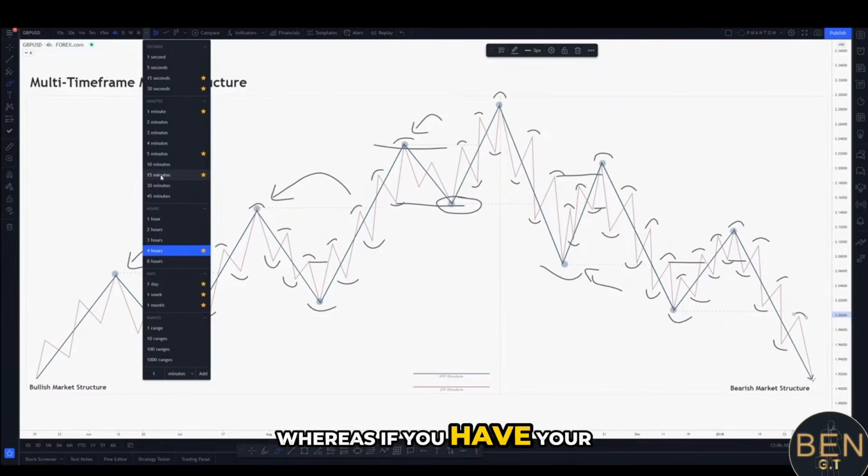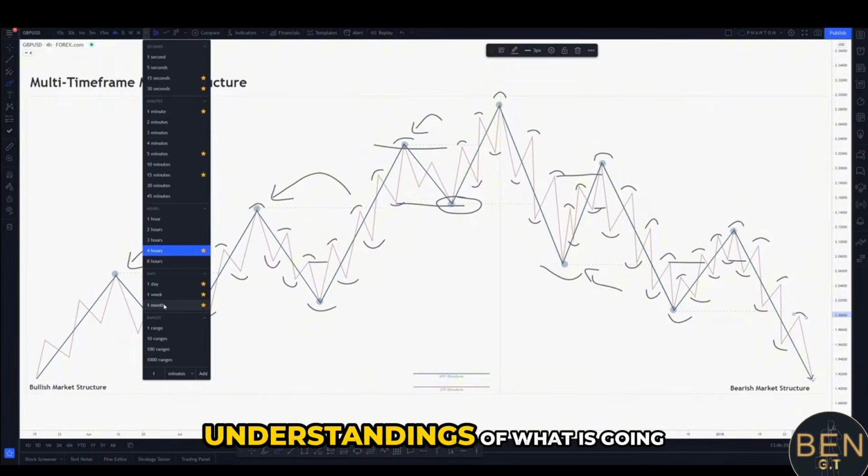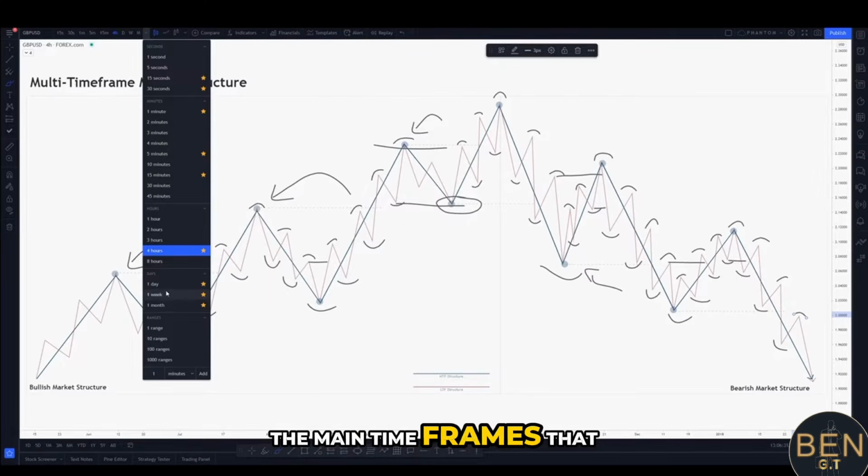Whereas if you have your main time frames, me personally, I like to use the daily, the 4 hour, the 15 minute, and the 1 minute. Those are the time frames that I focus on, and those are the time frames that I watch. Anything else that's on there, I don't really concern myself with too much. I will also look at the weekly and the monthly for higher time frame understandings of what is going on, but the main time frames that I'm concerning myself with on a daily basis are the daily, the 4 hour, the 15 minute, and the 1 minute.